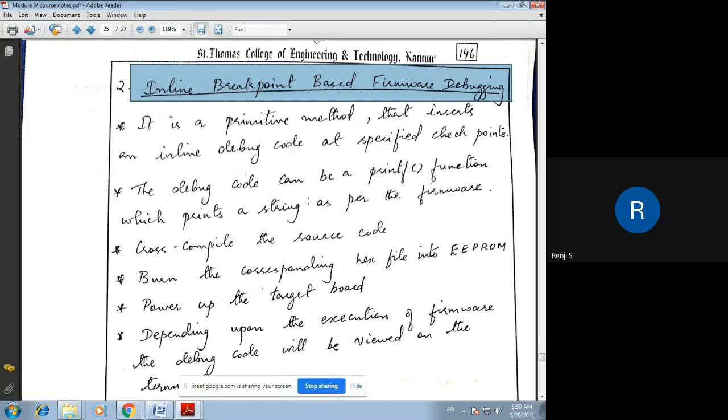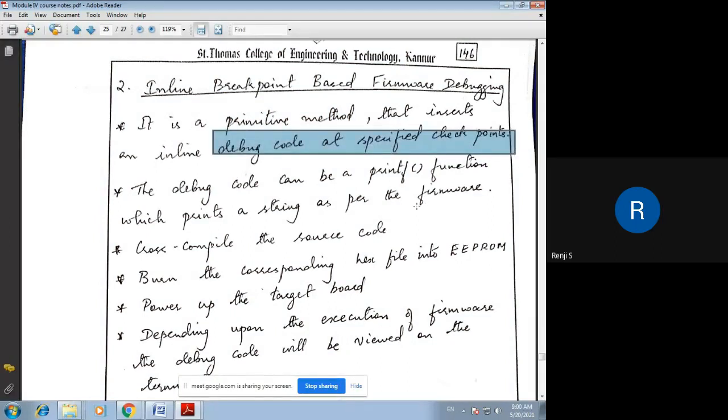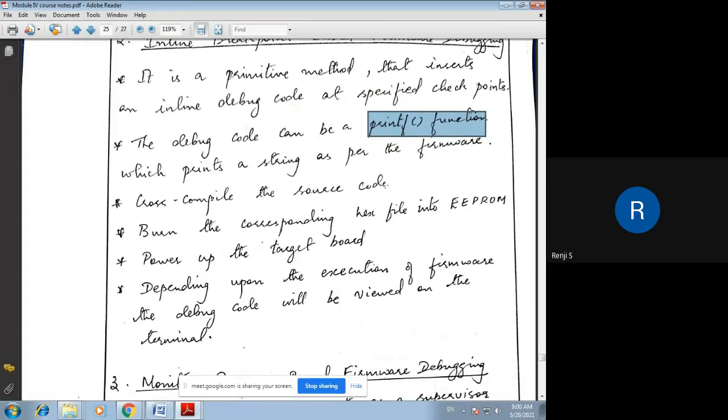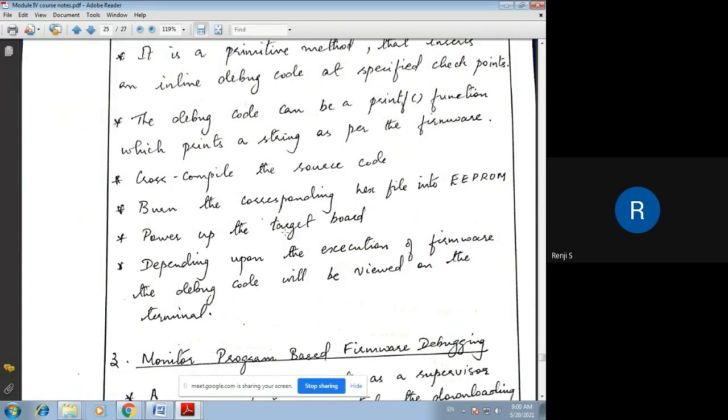Like that, in the inline breakpoint based firmware debugging technique, we can insert code at certain checkpoints, and it is a primitive method, as I said earlier. It can be used in any programming language, and here we can insert debug code into specific checkpoints. An example of debug code is the printf function. In embedded C, you can insert the printf function and then cross compile the source code. Once it is cross compiled after inserting the debug code, you will get the output in the monitor, in the terminal.